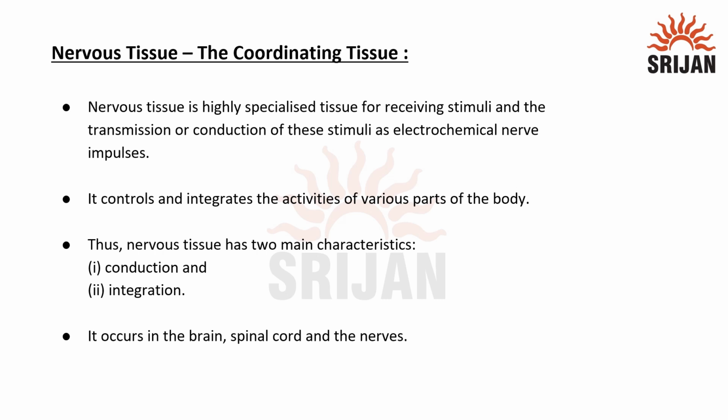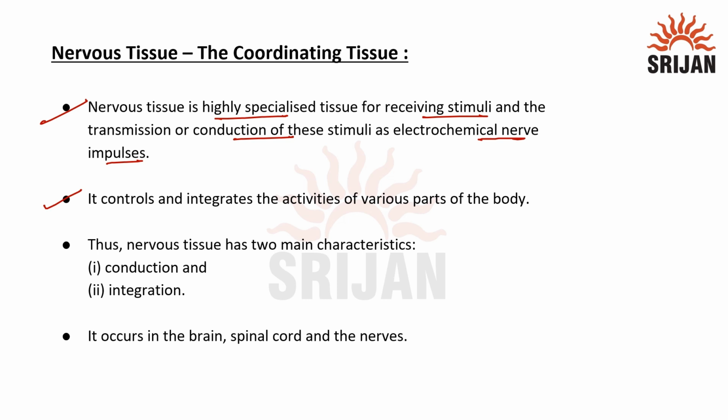Nervous tissue, the coordinating tissue. We know that our body works in a controlled and coordinated manner. And why is that so? That is because of this nervous tissue. This nervous tissue is highly specialized tissue which is very important for receiving stimuli and the conduction of it in the form of nerve impulse. So this is going to control and integrate the activities of various parts of the body.